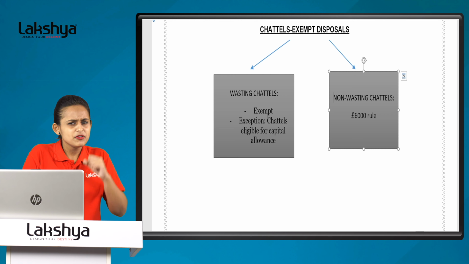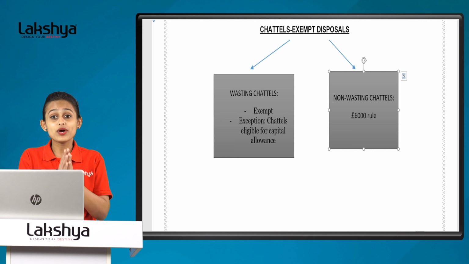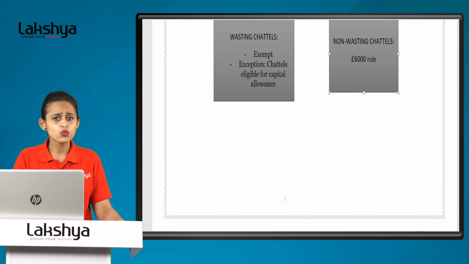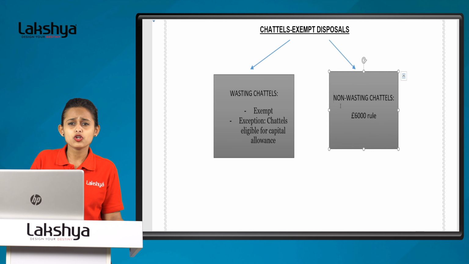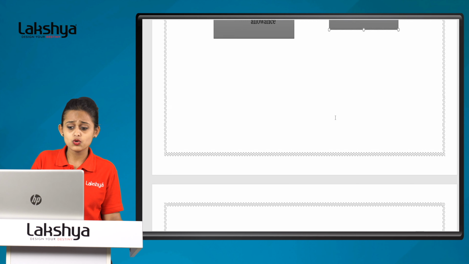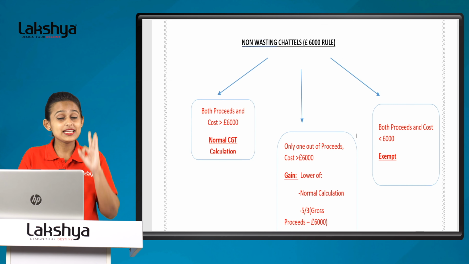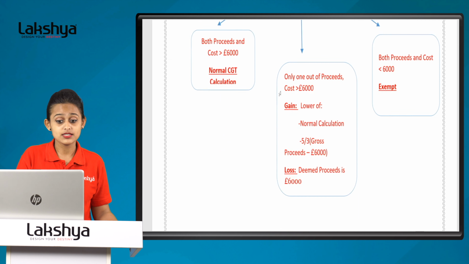Now, before we go into all these details, like I told you, you should be able to identify what are chattels. So, let us look at one more thing before we start doing questions. For non-wasting chattels there is a 6,000 rule. Let us go and see what the 6,000 rule is. When it comes to non-wasting chattels, there are three things to keep in mind. That is the sale of a non-wasting chattel. There are three possible cases.